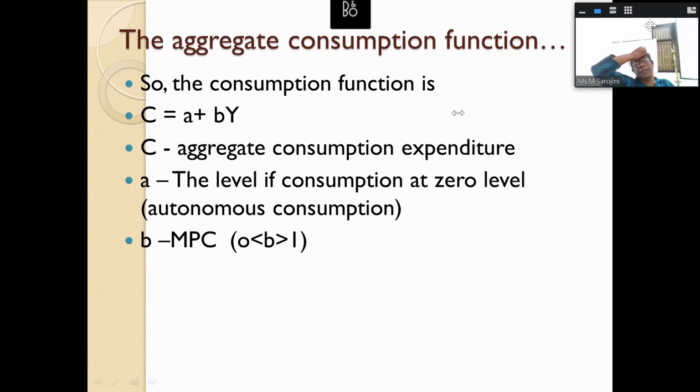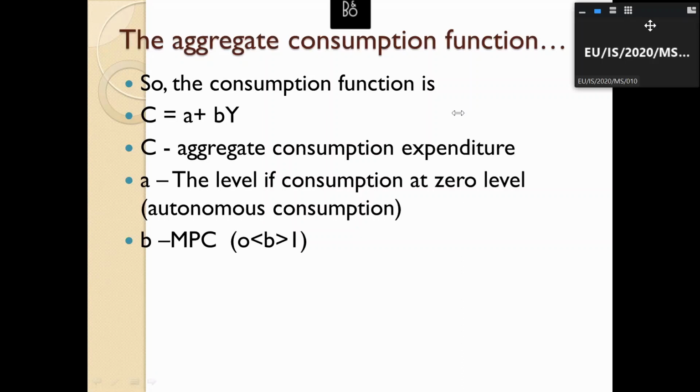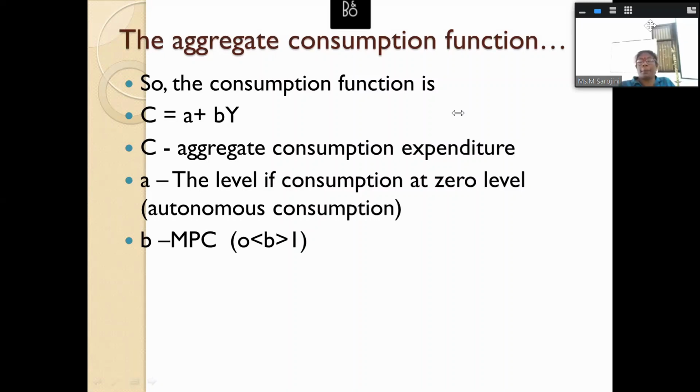Based on that, we can construct a consumption function like C is equal to A plus BY. Here C is the aggregate consumption expenditure and A is the autonomous consumption. What is autonomous consumption? Autonomous consumption means consumption when the income is zero, right? Also, B is the marginal propensity to consume, that is MPC.